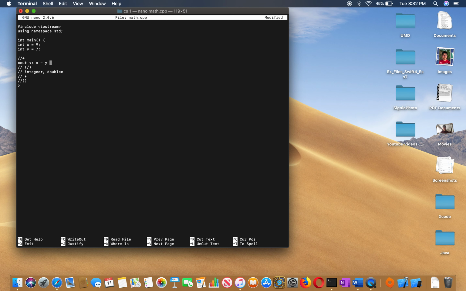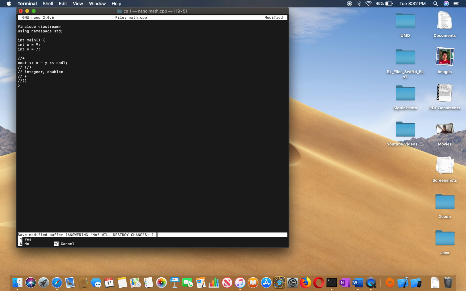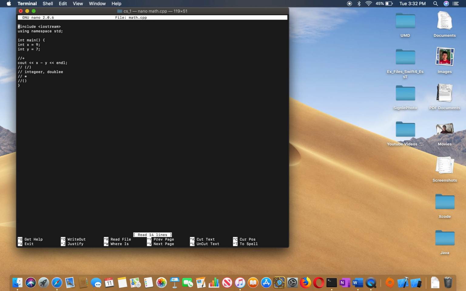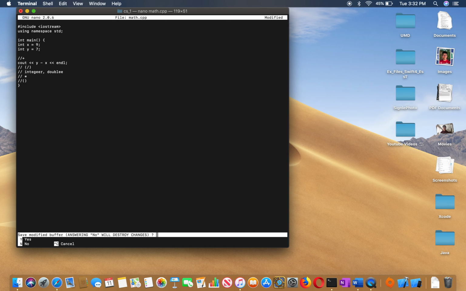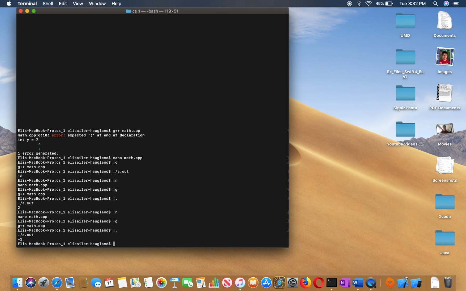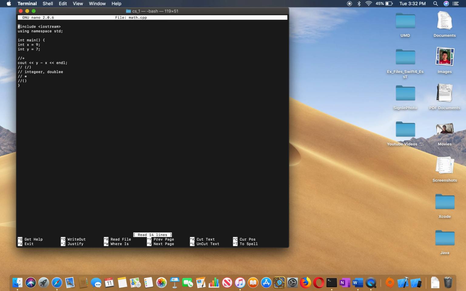But let's do cout x minus y, I apologize. Yep, that works. Let's do one more thing with this one. Let's cout y minus x. Now, y minus x, if you know, should output a negative number. And surely enough, it does. So, we can use positive and negative numbers.